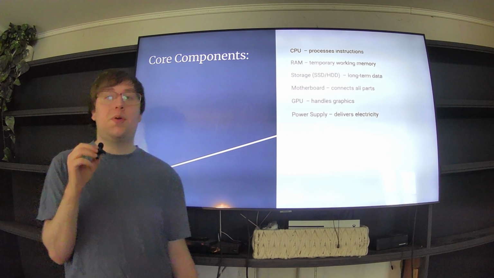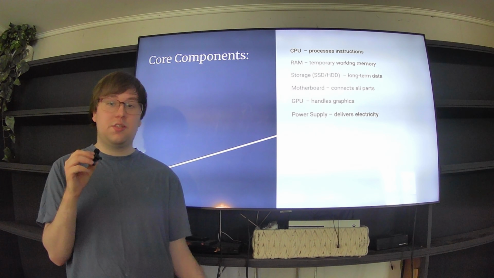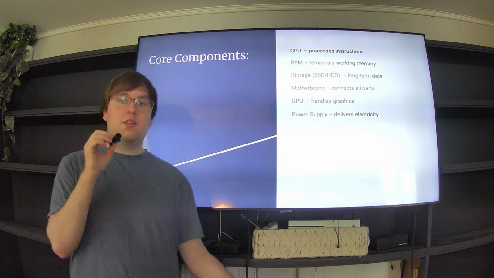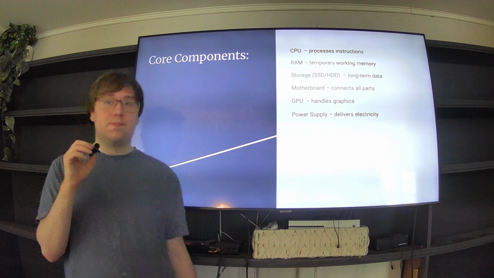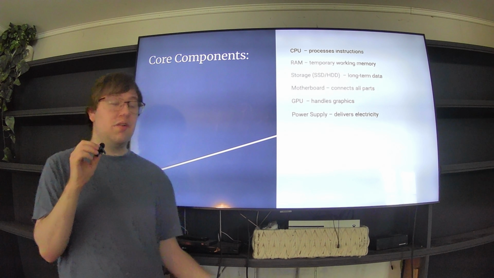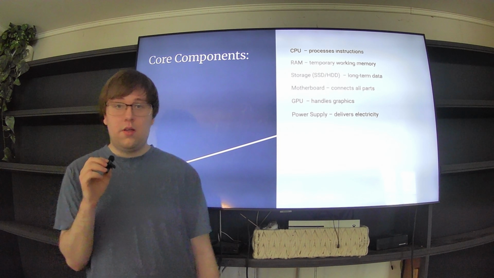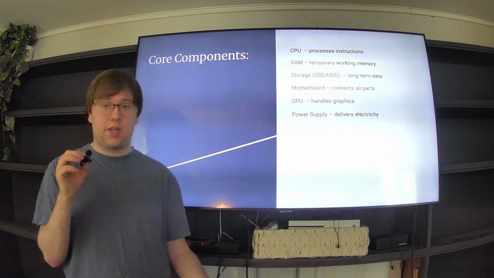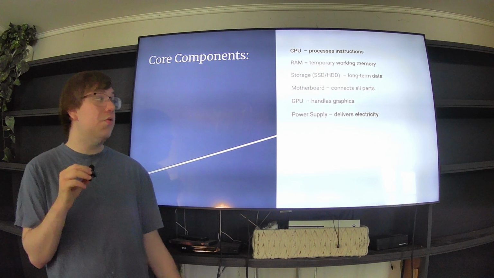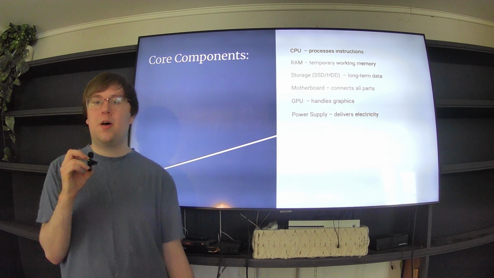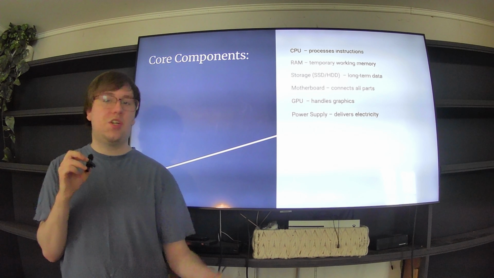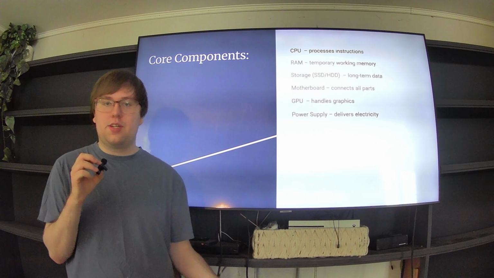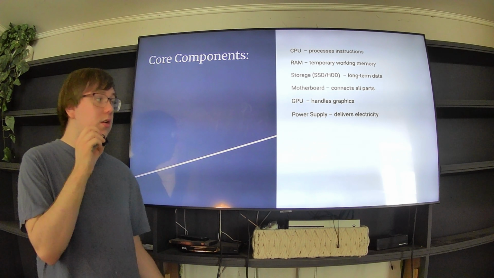So the core components of a computer are the CPU, which processes instructions, the RAM, which is the temporary working memory, and the storage, the SSD and the HDD, which holds the long term data. The motherboard is basically the heart of the system, it connects all the parts together. The GPU handles the graphics, so think about a screen whenever you're watching a movie, like on a TV. And the power supply just delivers electricity to the entire system.